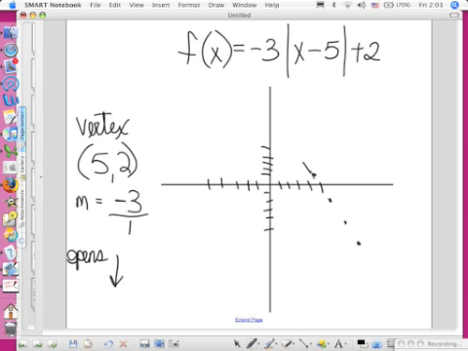What's it supposed to look like? Not like that. Oh, so we're supposed to go like this? Yeah, both sides. Oh, it's like a V. Okay, thank you.